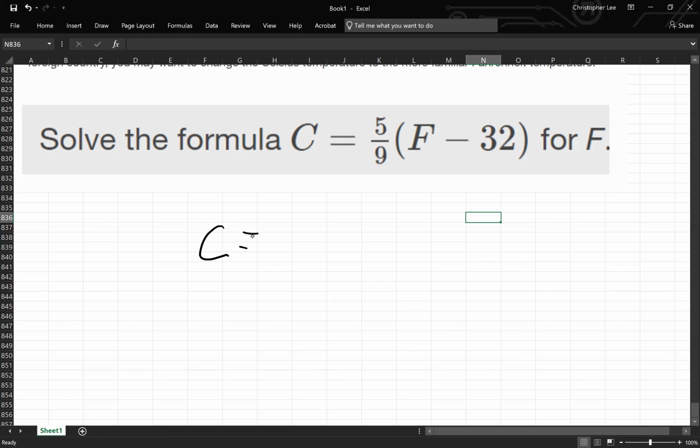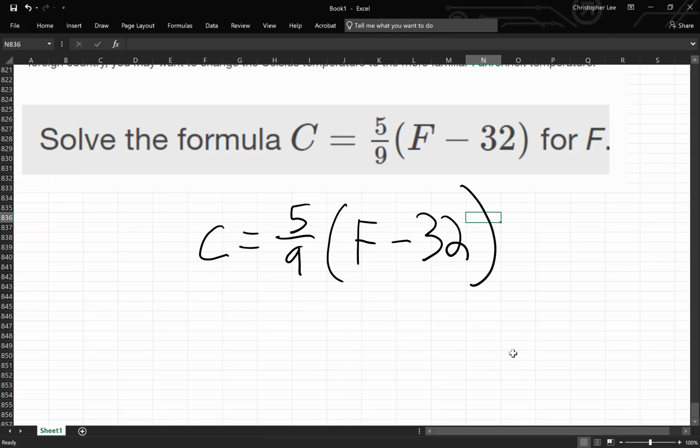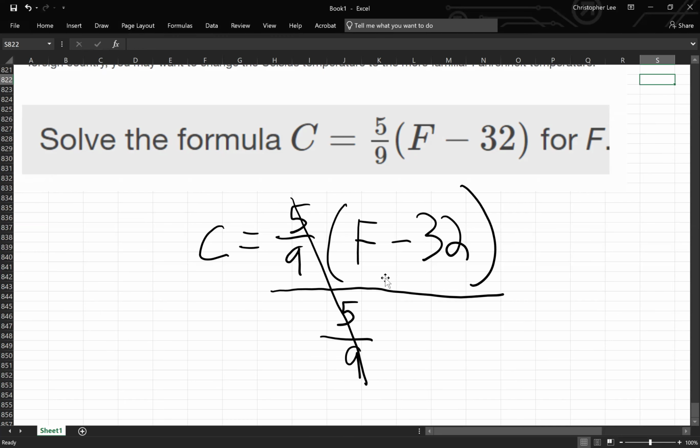So Celsius is equal to 5/9 times Fahrenheit minus 32. I want to solve for Fahrenheit, so tell me what to do first. I'd rather divide, to be honest with you. I'm not gonna distribute though, because remember, I want the variable Fahrenheit by itself, right? So for me, it's easy to divide by 5/9. But what I do to one side of the equation, I have to do to the other side of the equation.